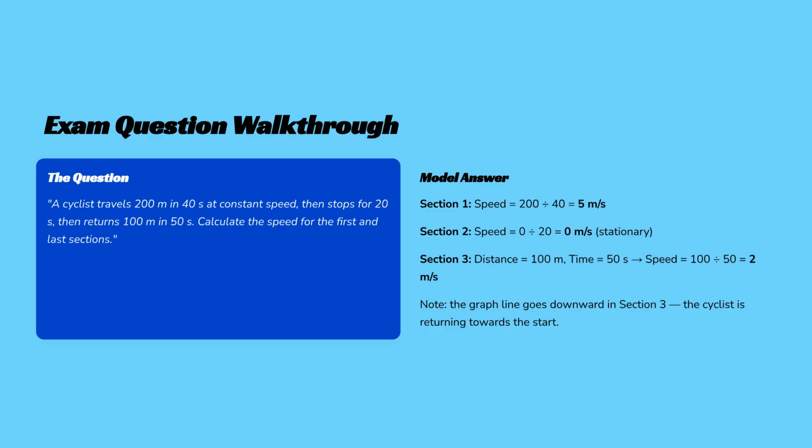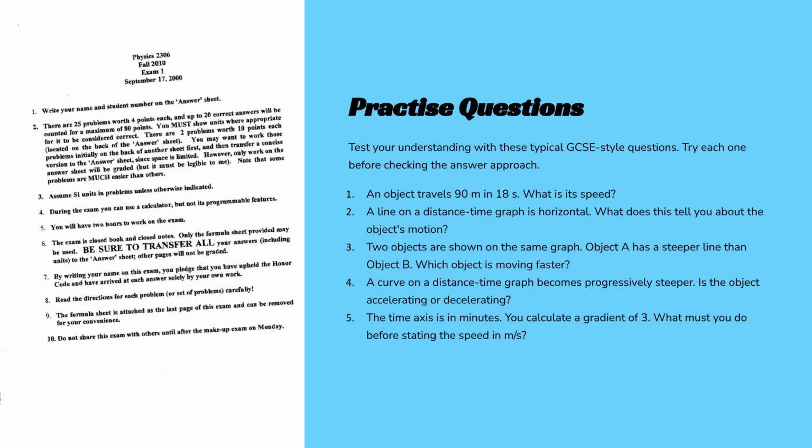Let's walk through an exam question. Notice how the cyclist's journey is split into sections, allowing us to determine both constant speeds and identify when they are stationary. Finally, test your knowledge with these 5 practice questions. Reviewing these will ensure you are ready for any distance time graph question that appears on your final exam.